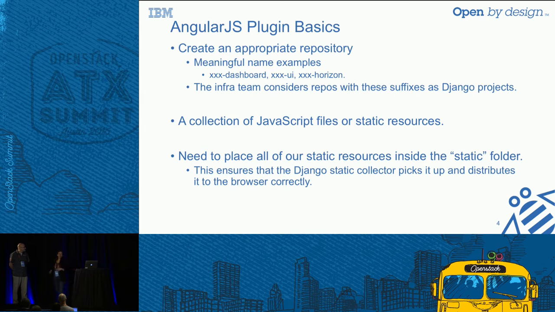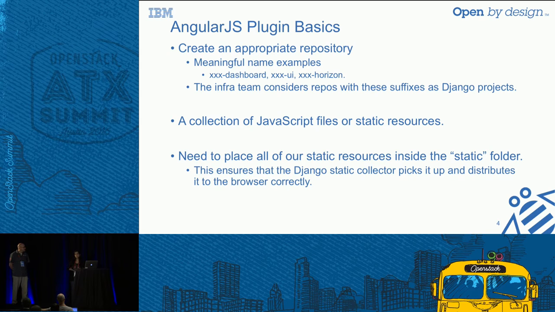Okay, so let's say you're trying to write an AngularJS plugin. The first thing you'll need to do is create a separate repository. All the AngularJS plugins are in their own repository. And make sure you give it a meaningful name. And what do I mean by a meaningful name? It means that it should have one of the suffixes that are well recognized: one of -dashboard, -ui, or -horizon. That's a good suffix to have for your repo name, because the infra project will then recognize it as a Django project. So it is important to make sure you give it a name that abides by this.